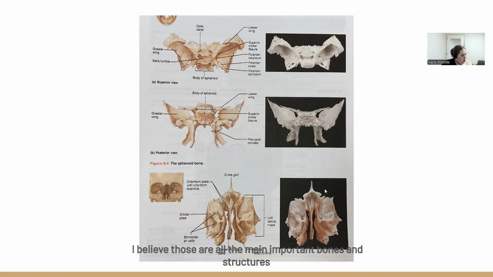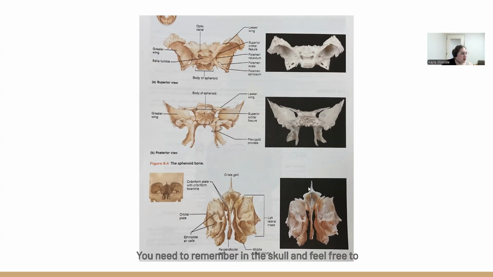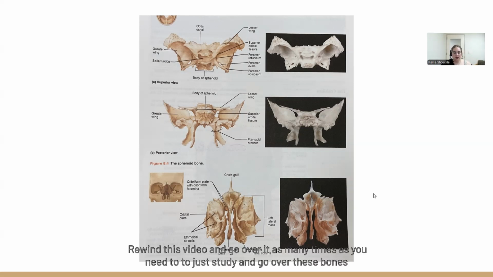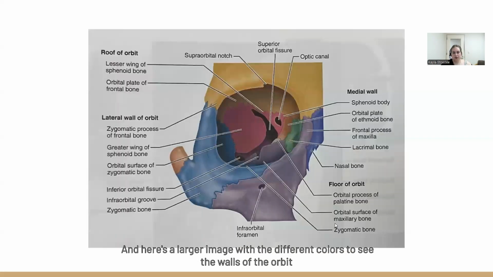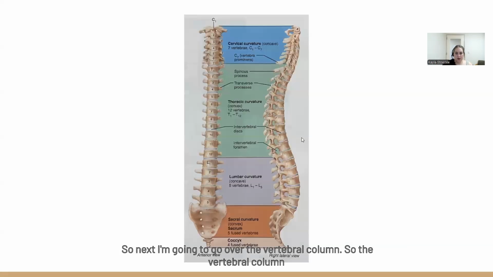I believe those are all the main important bones and structures, or I always say structures, bones and features, of all the bones you need to remember in the skull. And feel free to rewind this video and go over it as many times as you need to just study and go over these bones. I also want to provide the link to the model so you can use that as well. And here's a larger image with the different colors to see the walls of the orbit.